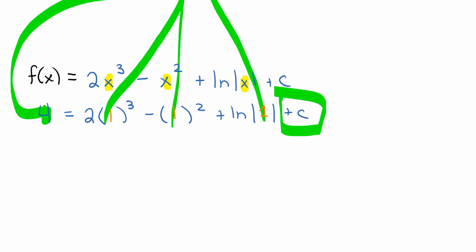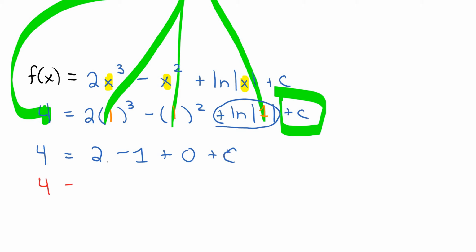Okay, let's continue and solve this now. So this will be 4 equals 2 minus 1 plus, now ln of 1 is just going to be 0, and then plus c. All right, now you need to find the value of c here. This is going to be 4 equals, well, 2 minus 1 is 1, plus c, and c has a value of 3.